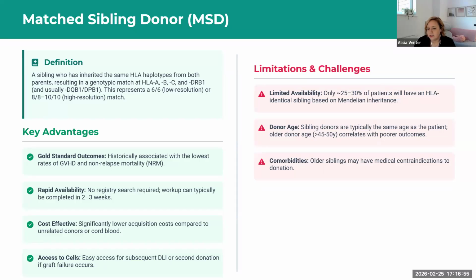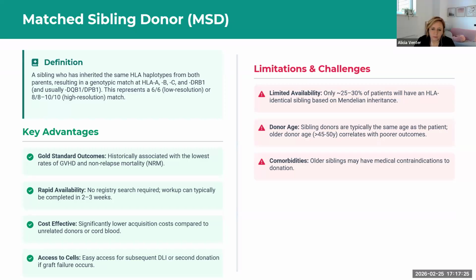In terms of limited availability, I know I just said that you have access to the cells, but of course, not all patients have a sibling or a matched sibling. Based on Mendelian inheritance, only roughly 25 to 30% of patients might have a matched sibling, but with family sizes growing smaller and smaller, especially in Western cultures, this percentage is also dwindling.